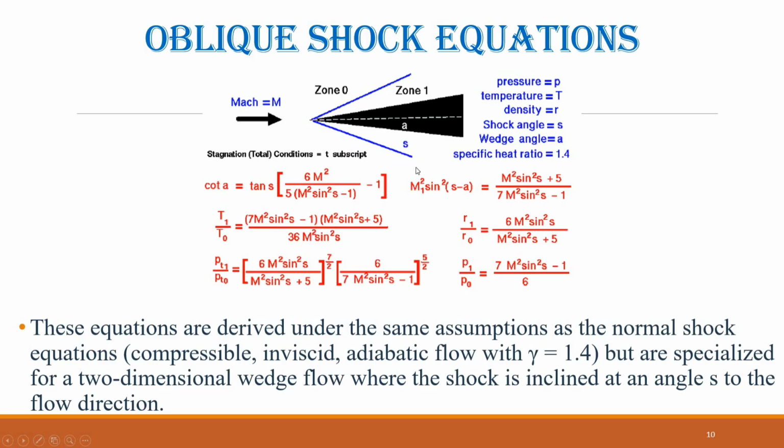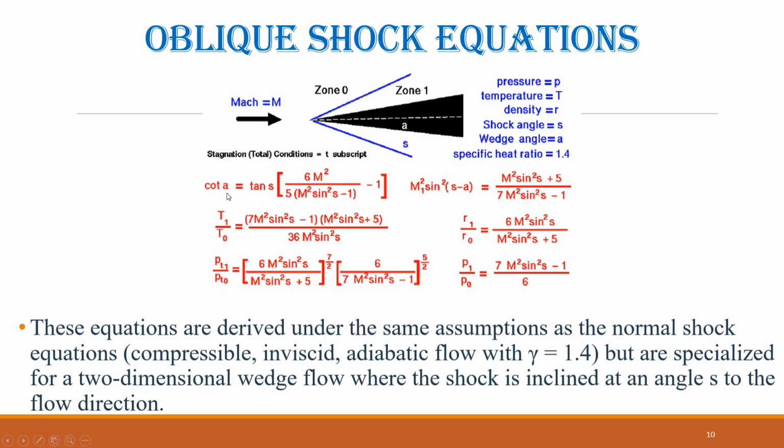These equations are derived under the same assumptions as the normal shock equations: compressible, inviscid, adiabatic flow with gamma equal to 1.4, but are specialized for a two-dimensional wedge flow where the shock is inclined at an angle S to the flow direction.